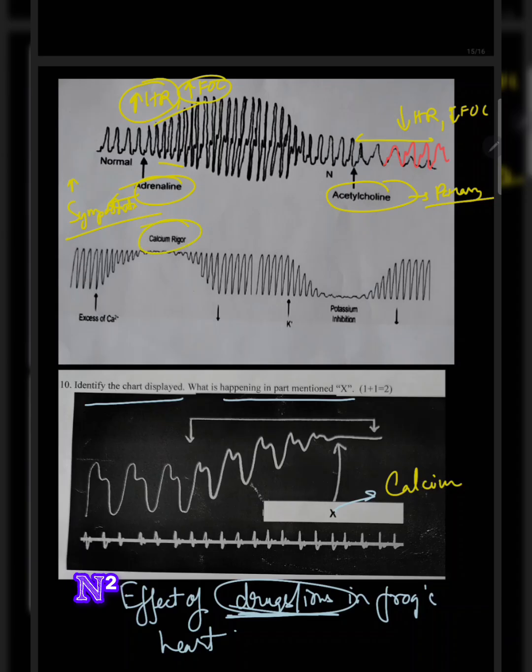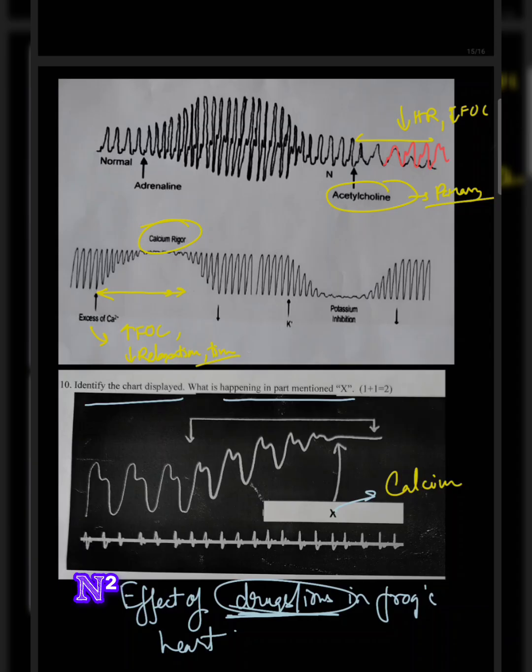Whereas in case of calcium, if you are supplying calcium, it has an effect of calcium rigor. As soon as you start to supply calcium, the cardiac tissue, with calcium chloride as such, will show an increase in the force of contraction. Okay, and it will decrease the relaxation time, so it won't get an ample amount of time for relaxing.